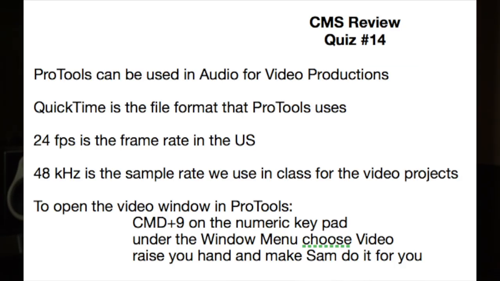The last thing is to open that video window in Pro Tools. This happens all the time, that once you're working on something, you're placing some sound effect, you're recording something, you close that window and you don't remember how to open it back up. Command 9 on the keyboard, on the number pad on the right. That's probably the fastest way that opens and closes that window. You can also do it under the menu. I think it's under the Windows menu. One of the windows is video, and the last way you can do it is just raise your hand and make me do it for you. I prefer some of those over the others, but I think you can figure that out.